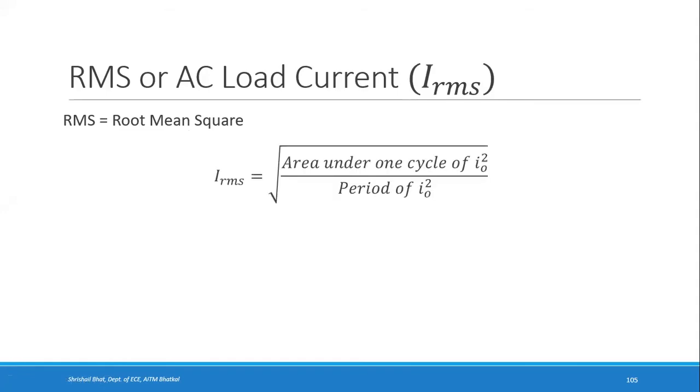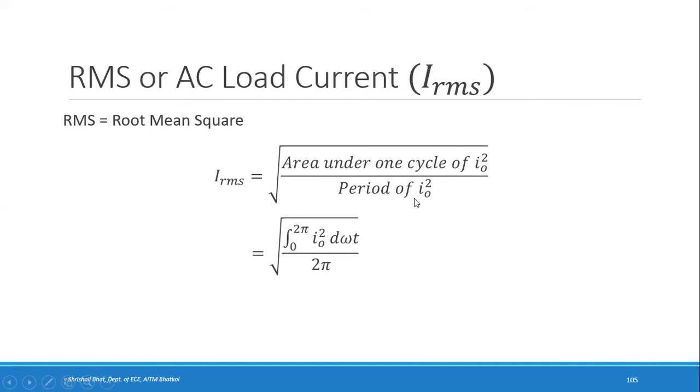Your load current is i0. If you want to find the IRMS or RMS value of the load current, you first square that i0, find its average, and then find the square root. To find the average, you have to integrate: the area under one cycle of i0 squared divided by the period of i0 squared. The area under one cycle of i0 squared is nothing but the integration of i0 squared. One cycle means from 0 to 2 pi.